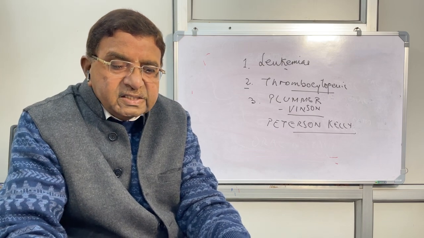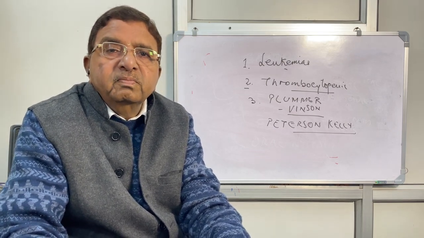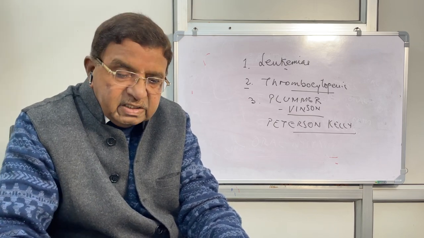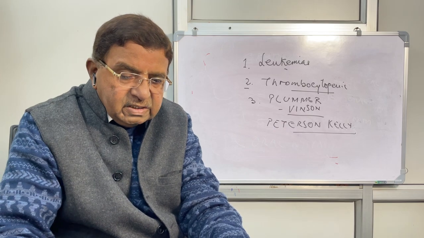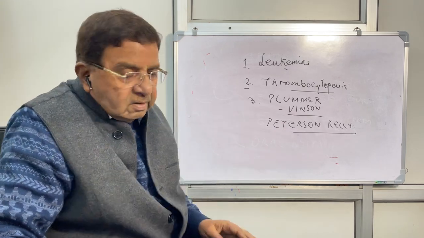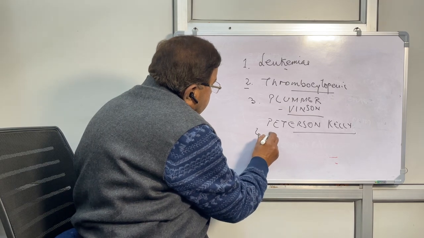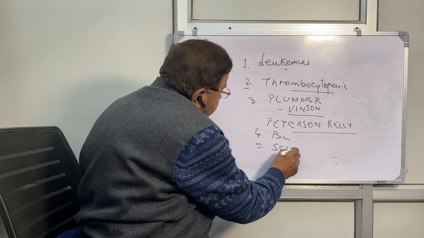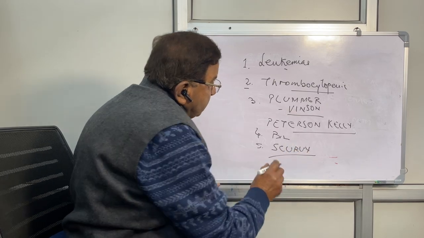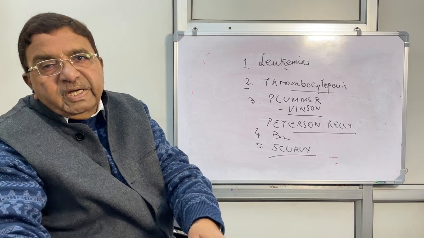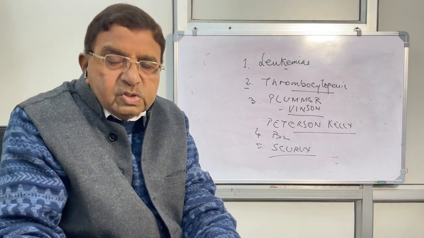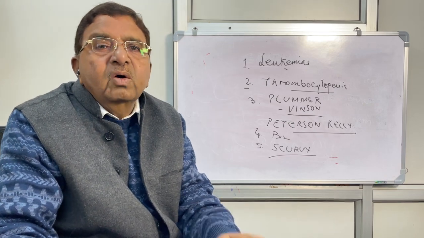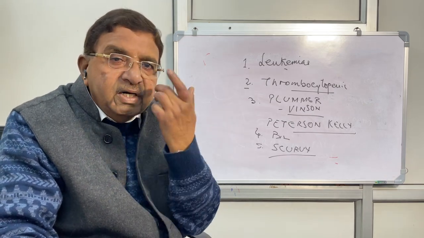Fourth is B complex deficiency. As I already told you, vitamin B2, vitamin B12, nicotinic acid and folic acid deficiency may lead to ulcerations. Fifth is scurvy, that is vitamin C deficiency. Ascorbic acid deficiency will lead to swollen bleeding gums and petechial hemorrhages in the oral mucosa.